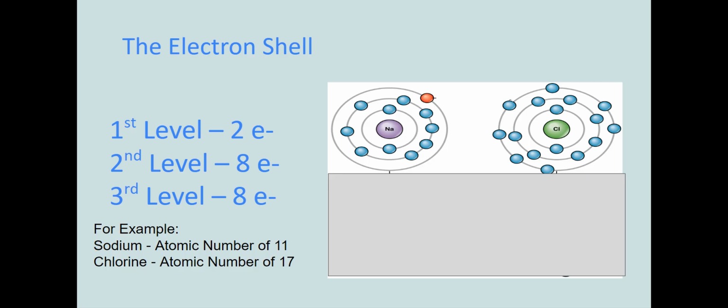Okay. So for sodium, there are 11 total electrons that we would be working with for a neutral atom.